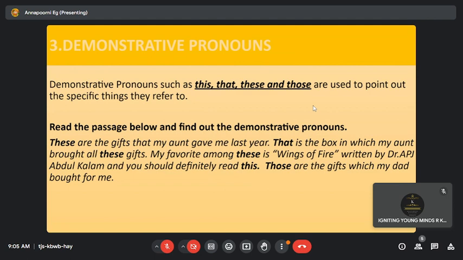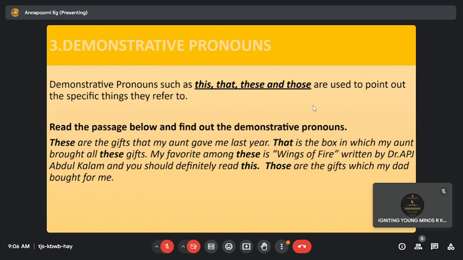And we can also understand that this and that are singular. This means it is singular. That is also singular. For example, this is a bag. That is a bag. So both denote a singular person or thing. And if it is these and those, it will be denoting plural. These are the books. Those are the books. So it is plural.